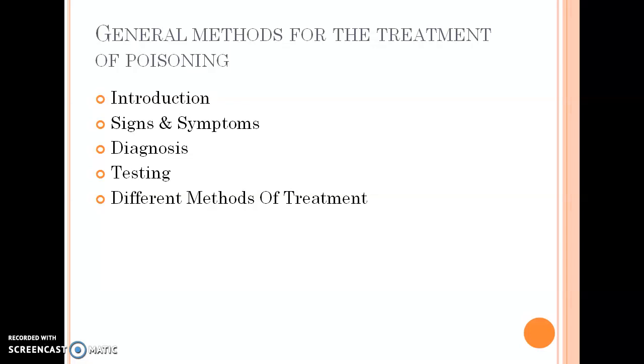The topic deals with general methods for the treatment of poisoning, and the topic is going to be covered with different subheadings like introduction, signs and symptoms, diagnosis, testing, and different methods of treatment of poisoning. Particularly, the couple of slides that deal with the definition and the introductory details associated with poisoning.